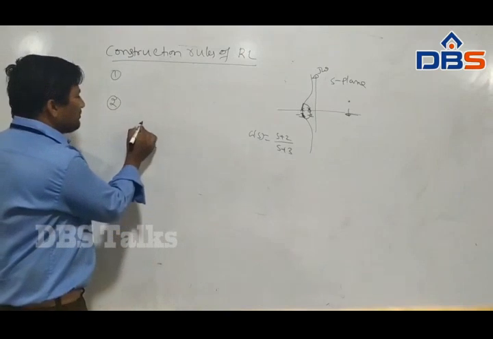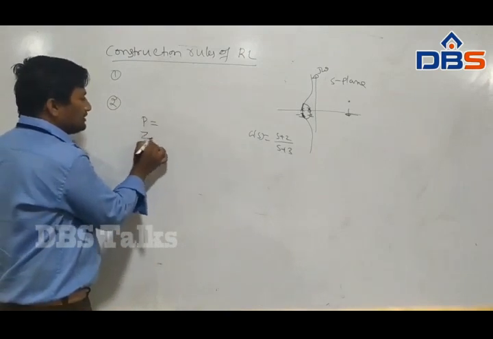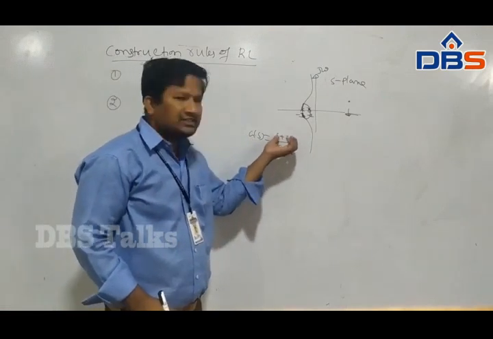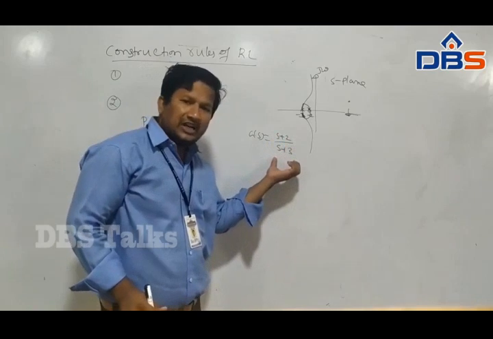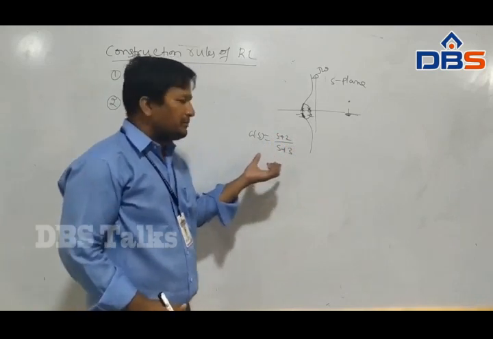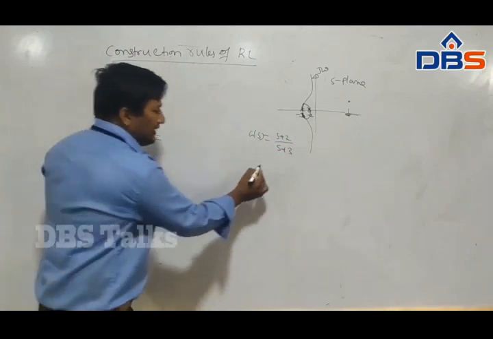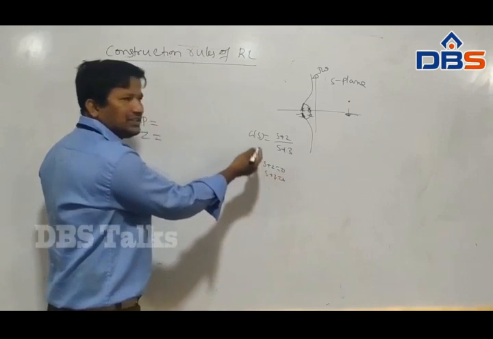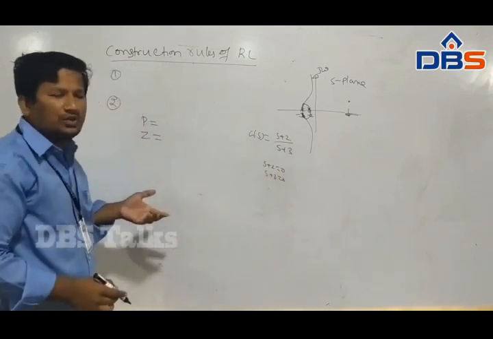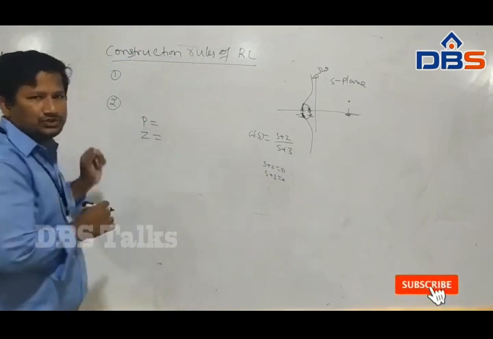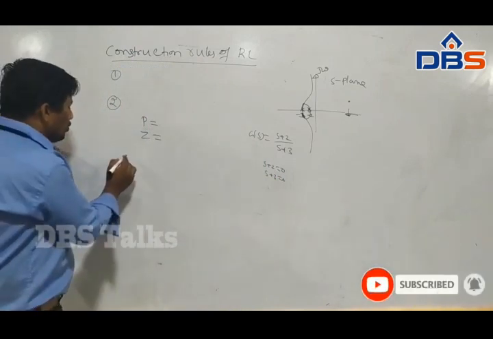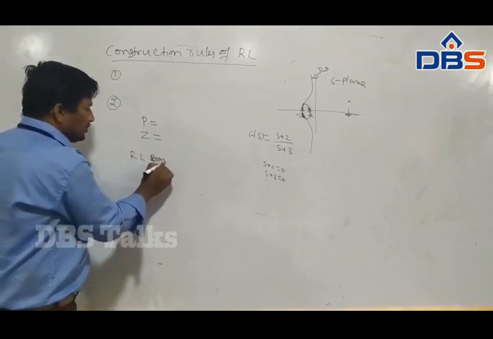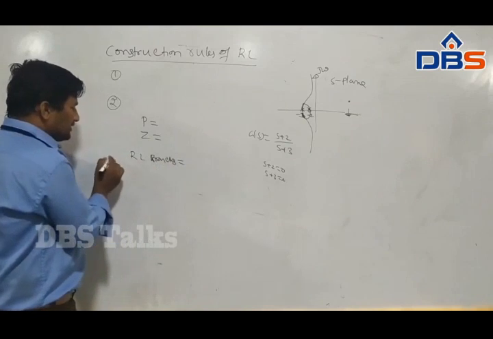Then we have to say how many poles and how many zeros there are. In an open loop transfer function, the numerator tells us the number of zeros and the denominator tells us the number of poles. So s plus 2 equal to 0 and s plus 3 equal to 0, that is, s equal to minus 2 is the zero and s equal to minus 3 is the pole. That gives the number of poles and zeros. And also, how many root locus branches are there?